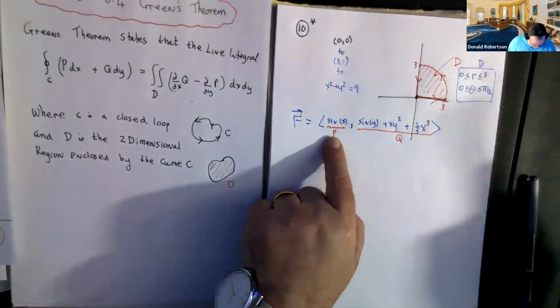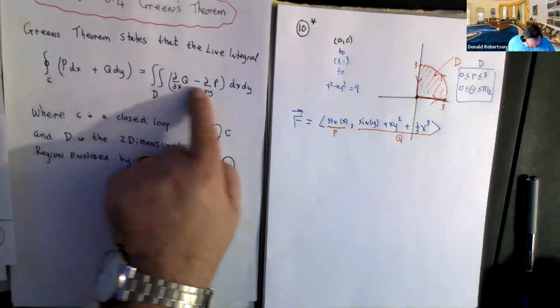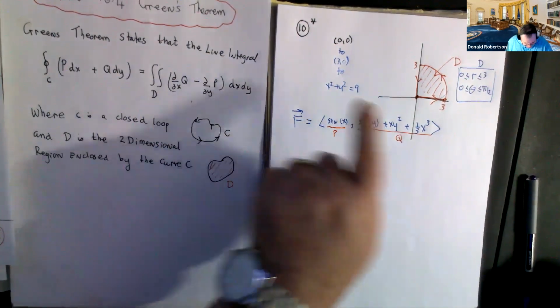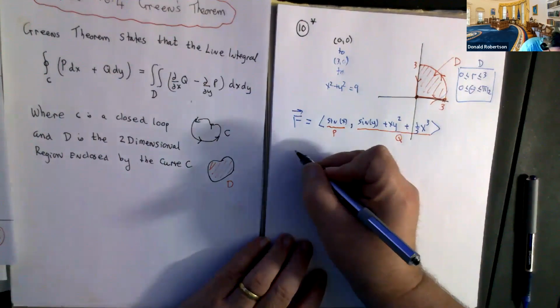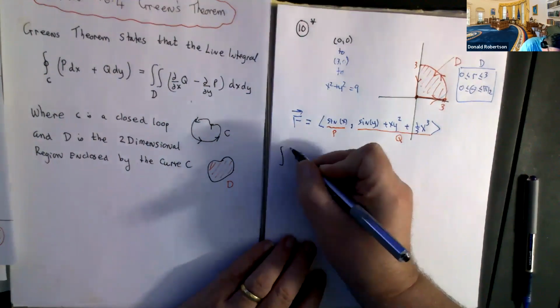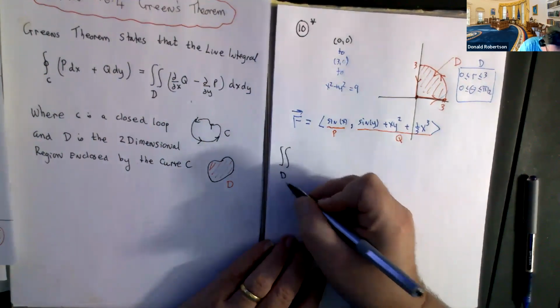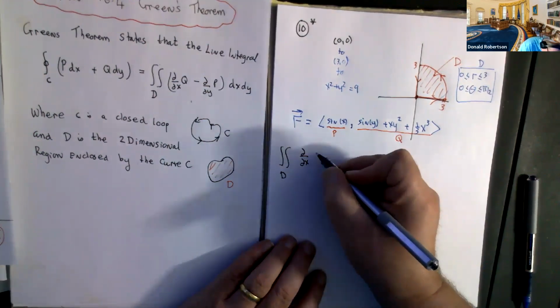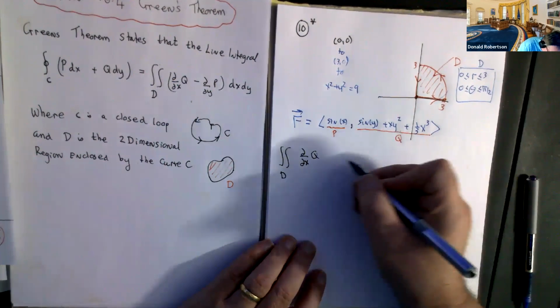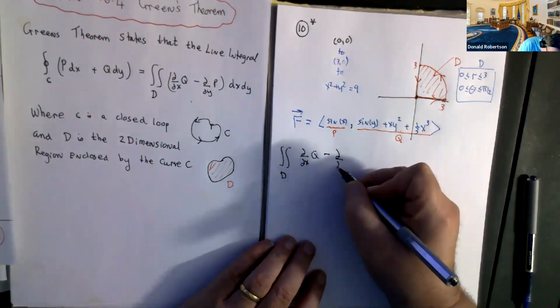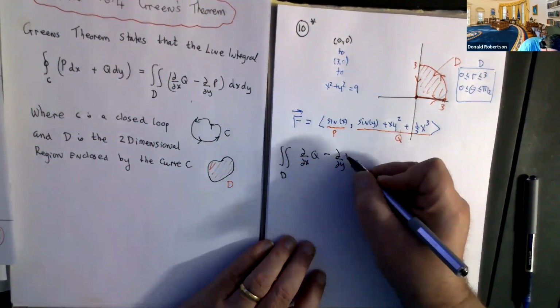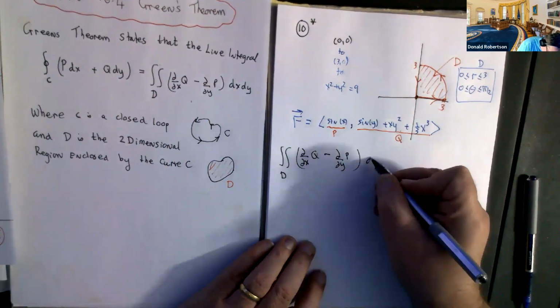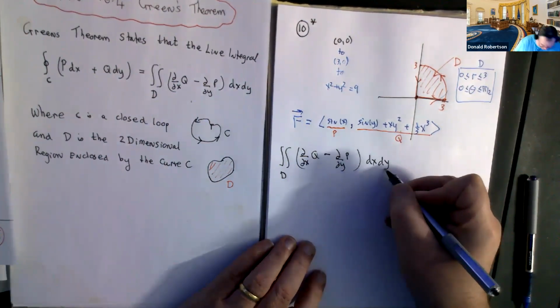Let's do this piece here in terms of x and y, and then convert it to polar after that. So we're going to do a double integral over this region D. It's going to be the derivative with respect to x of Q, which is this guy, take away the derivative with respect to y of P, which is this guy. And right now it's a dx dy, but that'll change.